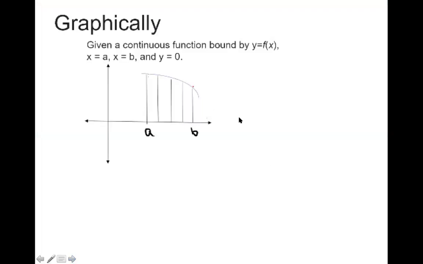What this looks like graphically, you have a continuous function bounded by some function f of x. That's what this curve is here. And we've partitioned this into some somewhat rectangular shapes, and I can finish off the top and make them look rectangular. We're starting to find the area under the curve starting at A, and we're going to B. And so that's what this looks like.